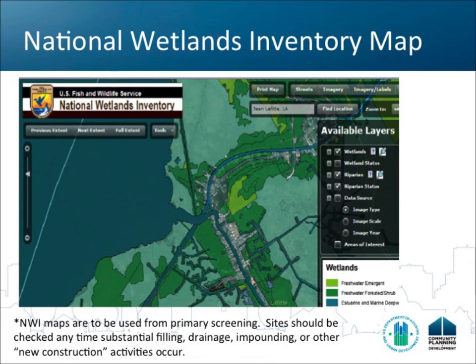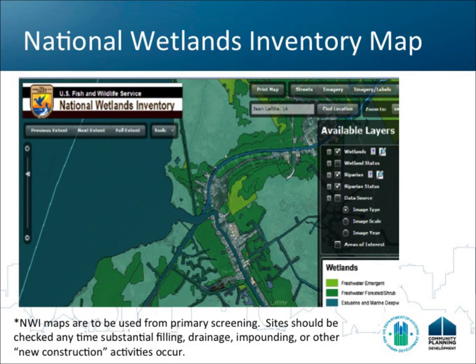There's also an asterisk at the bottom that the NWI maps are just to be used for primary screening. If you get a project description that involves a lot of fill and a lot of clearing and a lot of impounding activities where a lot of water flow is going to be impacted, you probably have a wetland on there, and you're probably going to send an environmental expert out there.